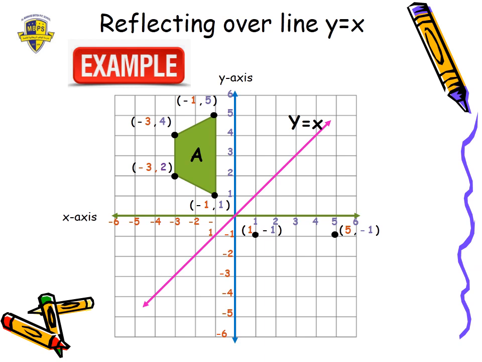Now the third point, (-3, 4). It will be (4, -3). Then the last one, (-3, 2). What will it be? Who can tell me? Excellent. It will be (2, -3). Plot it, and we draw lines between the corners, and this is the reflected shape.